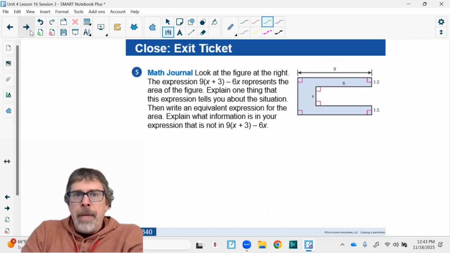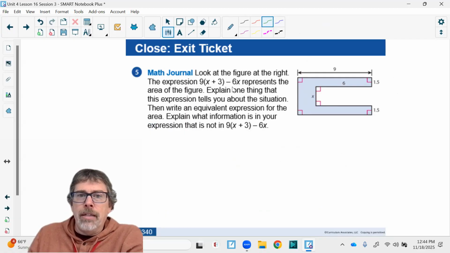Close exit ticket, math journal. Look at the figure at the right. The expression 9 times x plus 3 represents the area of the figure. 9 times x plus 3 minus 6x. Okay, I agree with that. Okay, explain one thing that this expression tells you about the situation.